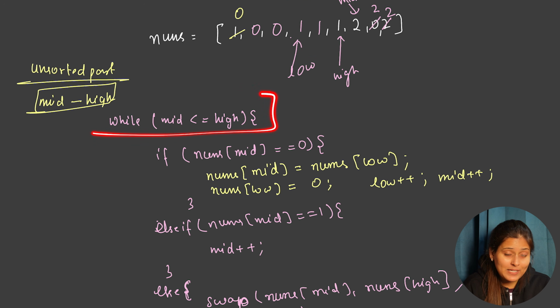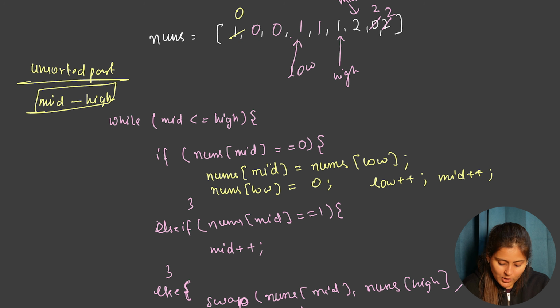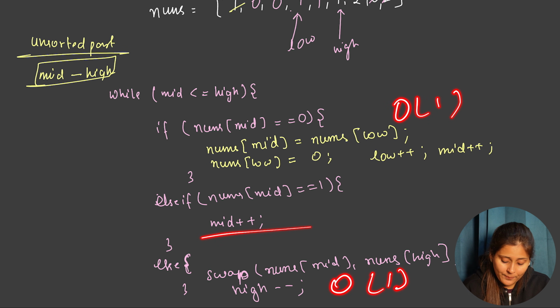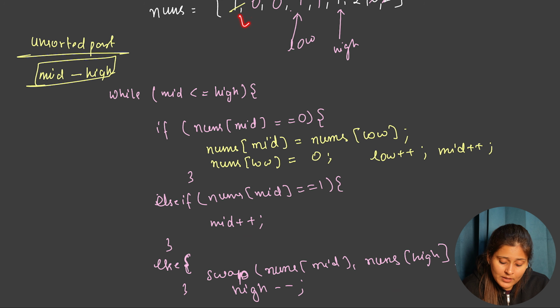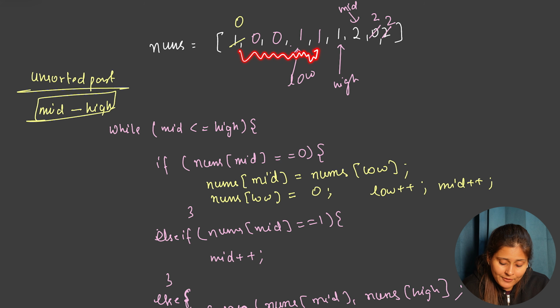And what is the time complexity here? If you see, we just moved our mid pointer and we swapped. So for every swap we took only O of 1 time complexity. So O of 1 for this, O of 1 for this, similarly, correct? Now we have moved the mid from left to right and we have moved the high from right to left. So what is the total time complexity?